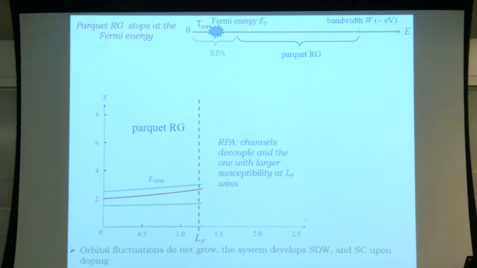When I reach Fermi energy, I stop there. I know physically what happens at lower energies. Channels stop talking to each other, which means I can now run RPA in every channel independently. They no longer talk to each other. This means that this is the situation when magnetism wins, superconductivity is number 2, and orbital order doesn't develop at all.